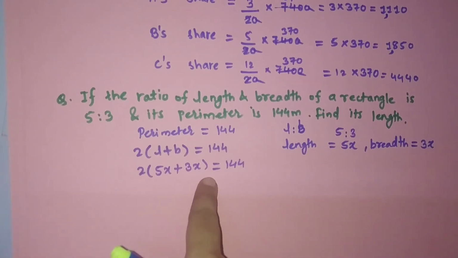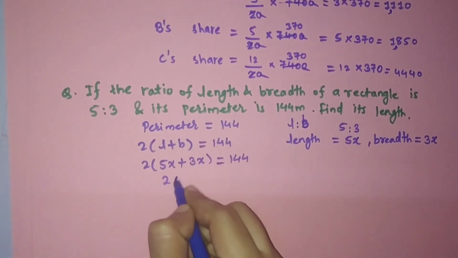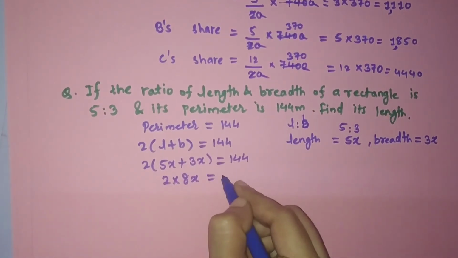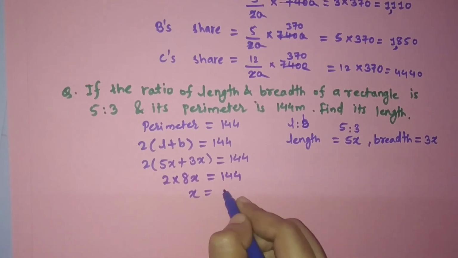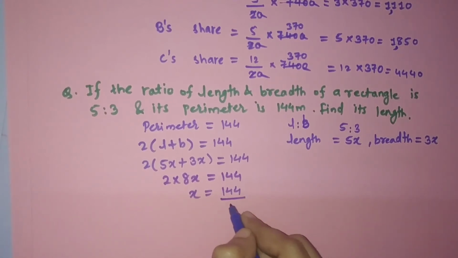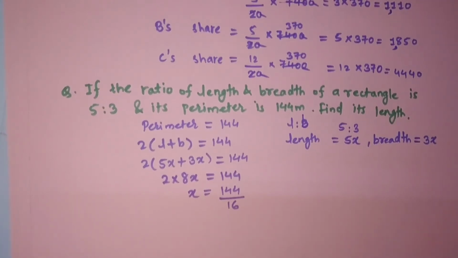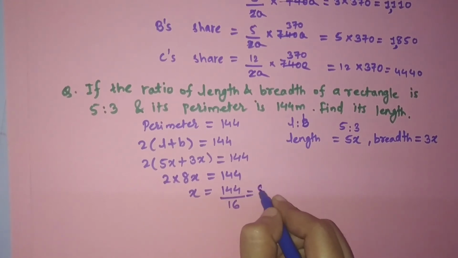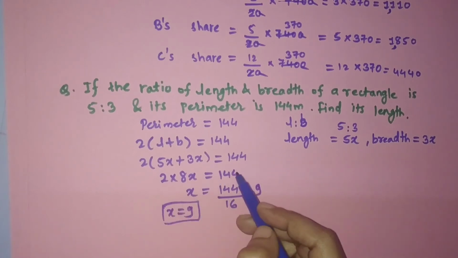So you can find out here 5x plus 3x. They are like terms. So friends, you can get here 8x. So 2 multiplied by 8x is nothing but 144. So now these 2 8s are 16. We'll send it here. x is equal to 144 divided by 16. So we know that 16 9s are 144. So x we got here, friends, 9, by solving this simple equation.